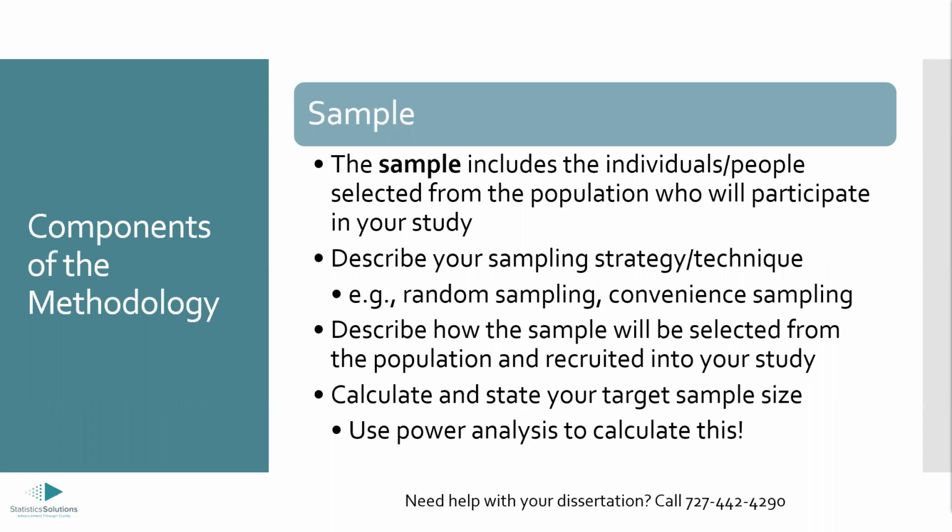Whatever sampling technique or strategy you choose, you want to describe in a lot of detail how exactly you're going to identify participants from the population and invite them to participate in your study. So again, looking at our example with high school teachers, are you going to identify them by just looking at a couple of local high schools and then going into those high schools and recruiting teachers from there? Are you going to get in touch with the principals and then the principals are going to give you the contact information for those teachers?